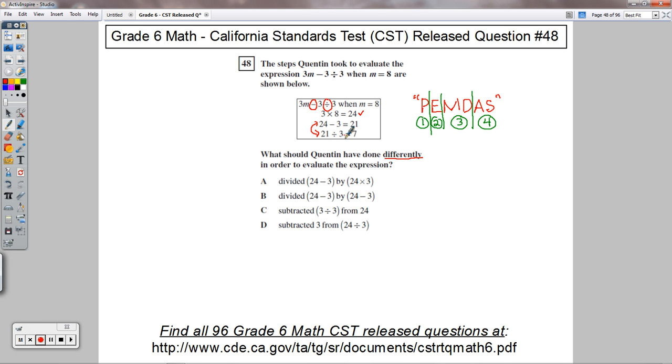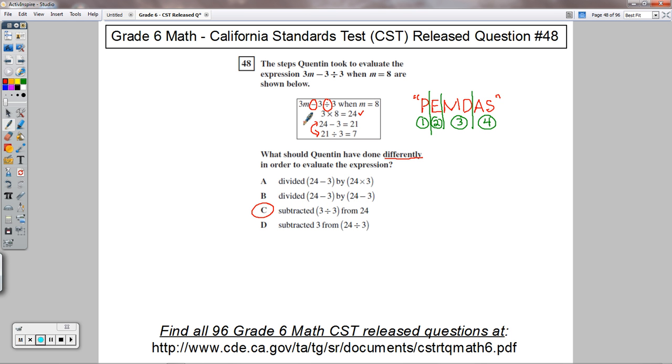We should have done the division first, 3 divided by 3 first, and then subtracted whatever that is from the 3 times 8, from the 24. So let's see which one we got here. Subtracted 3 divided by 3 from 24. Yes, that's what we should have done. That's what Quentin should have done instead.